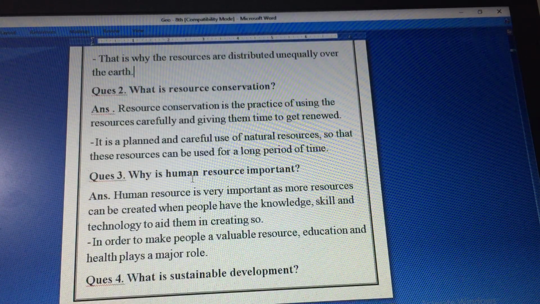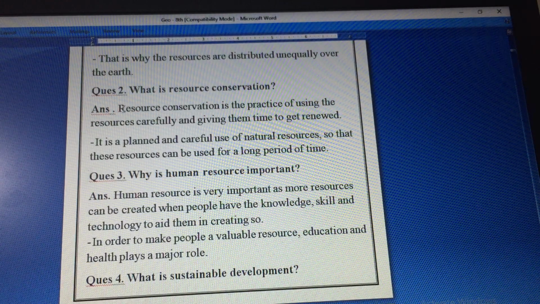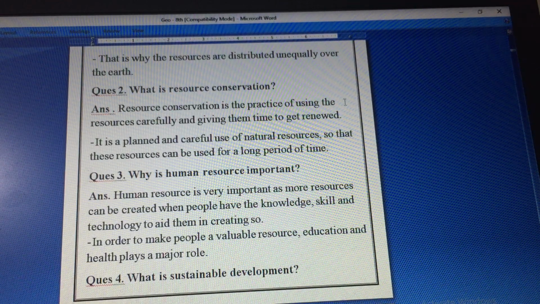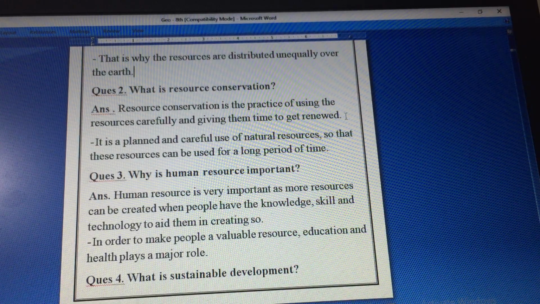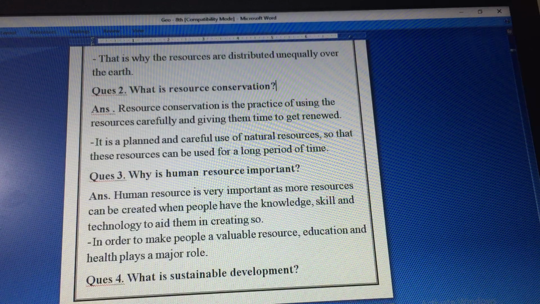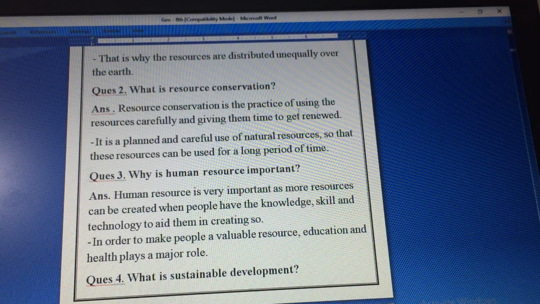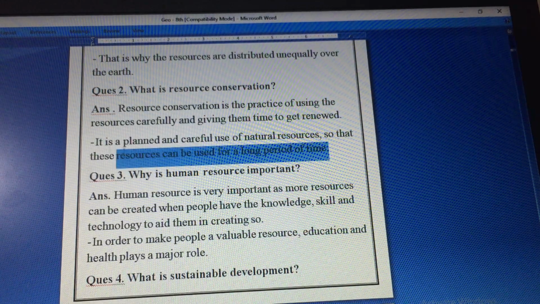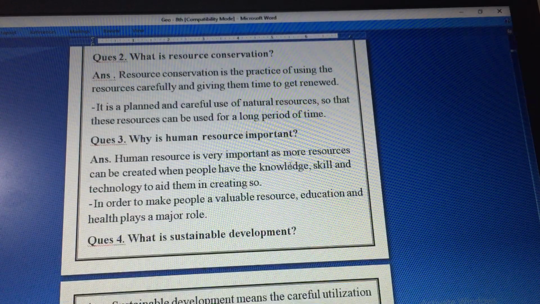What is resource conservation? Resource conservation is the practice of using resources carefully and giving them time to get renewed. We did resource conservation while discussing the chapter. So it is the practice of using resources carefully and giving them time to get renewed. It is a planned and careful use of natural resources so that these resources can be used for a long period of time.